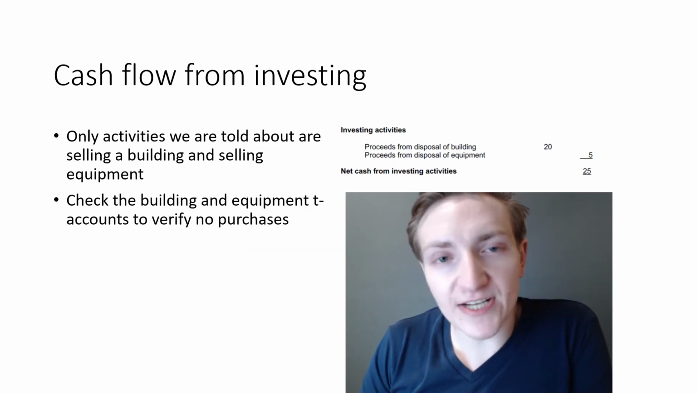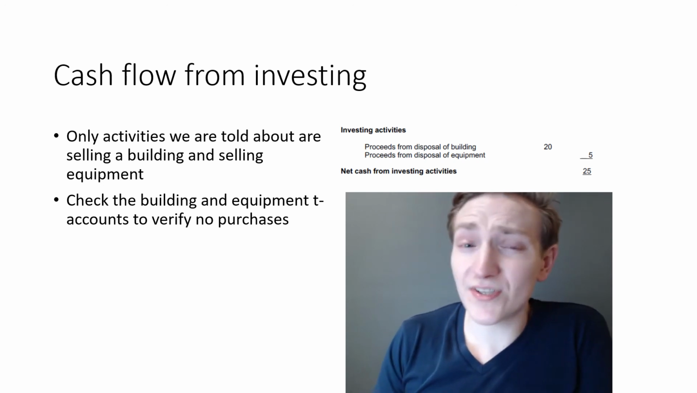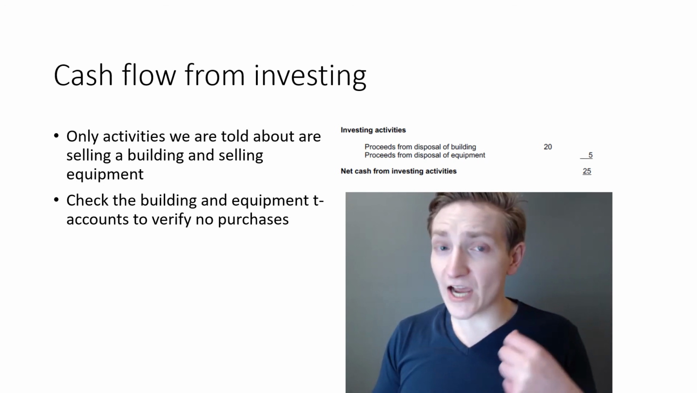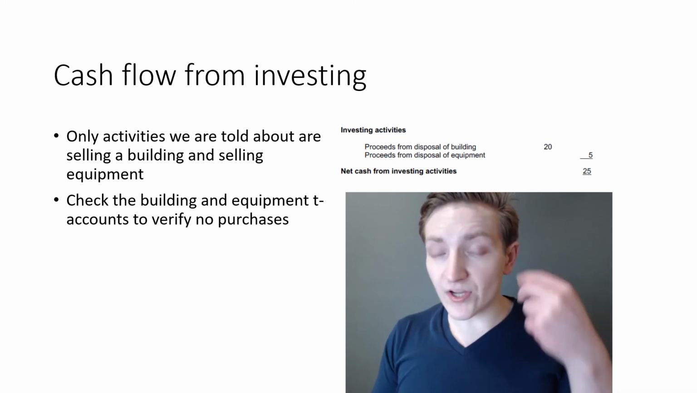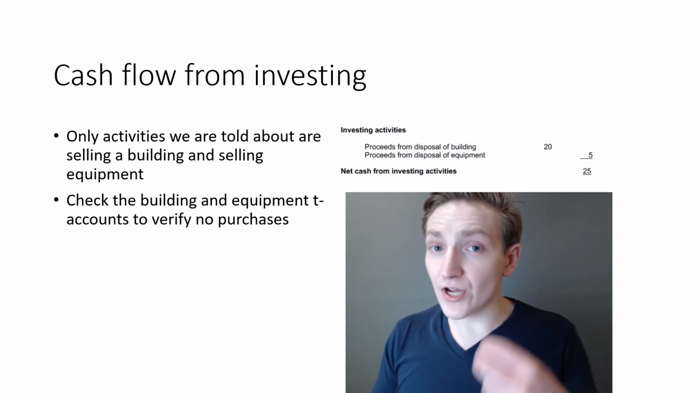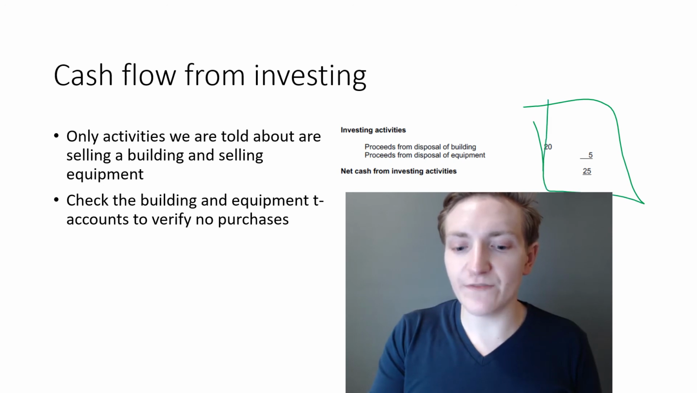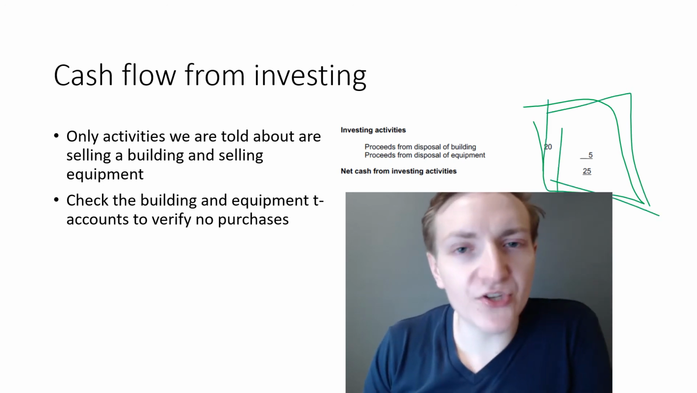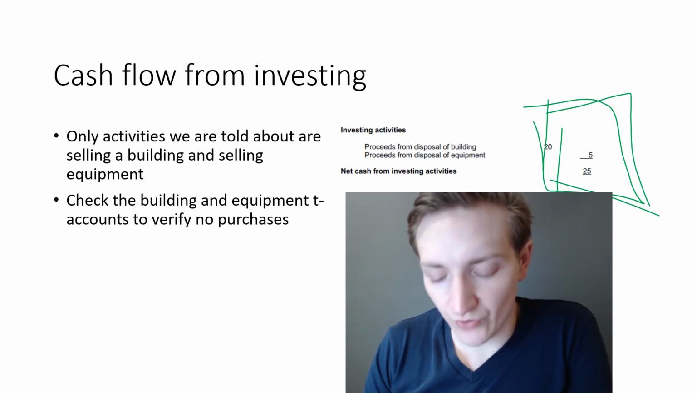So we can then bring together our investing activities cash flows. And the basic way this works is we only really have two. We have the cash we got from the sale of the building, the cash we got from the sale of the equipment. Now here the building netted us 20k in cash, the equipment netted us 5k, so we've got a 25k inflow from our investing activities. So again, relatively straightforward in this case, because there aren't any other cash flows that are presently relevant.